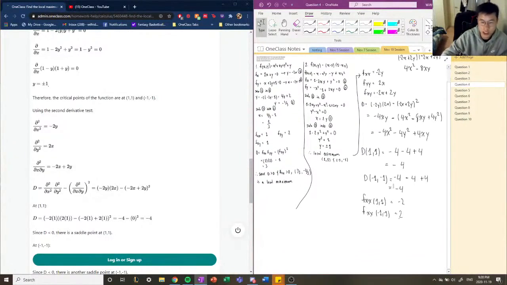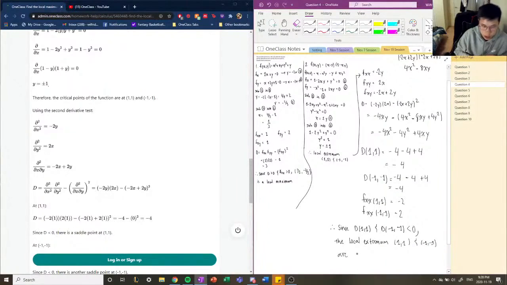This doesn't really matter, but therefore, since D of (1, 1) and D of (negative 1, negative 1) are less than 0, we have that the local extremum (1, 1) and (negative 1, negative 1) are saddle points. So we're going to refer back up to what our junior tutor wrote.